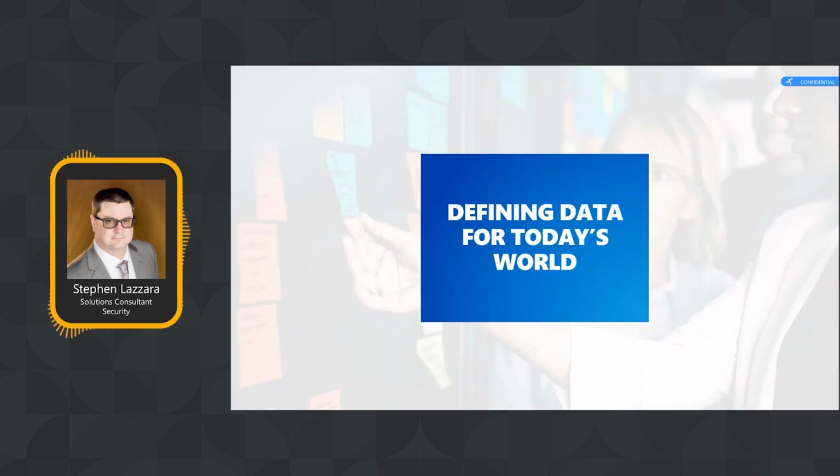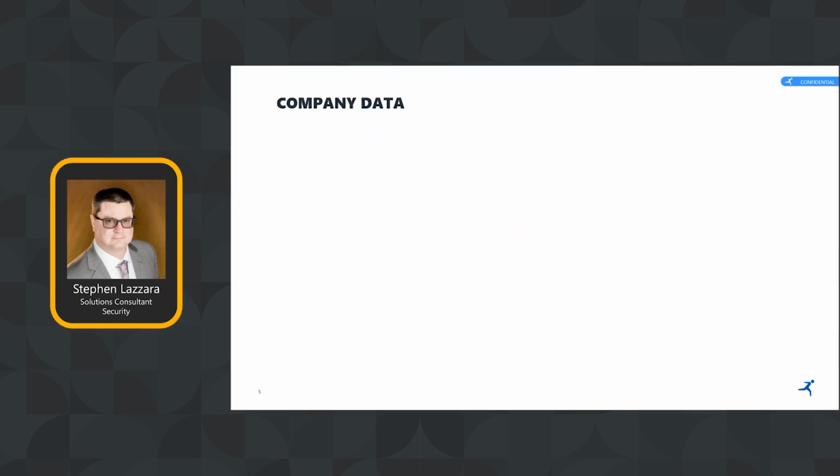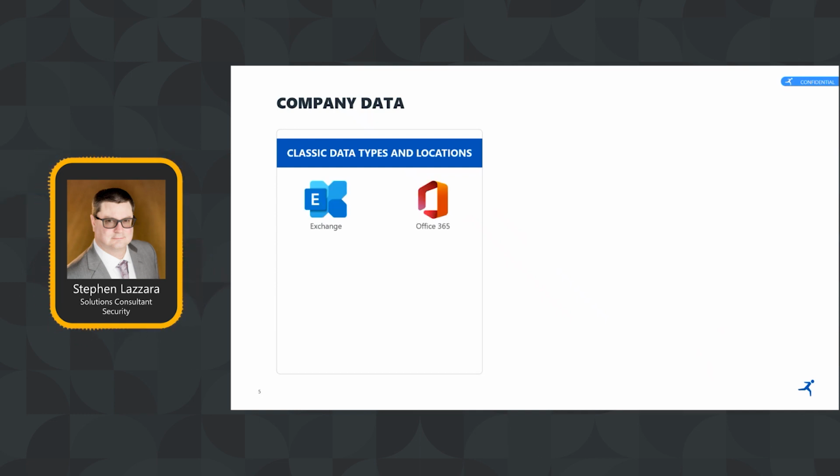To start off this session, what we're going to look at first and foremost is defining what we mean by data today. When you look at a company's data and structure, the key is that there are classical data types and data locations. Those consist of things such as Exchange, Office 365, file shares, FTP sites, SharePoint, and of course OneDrive, which is relatively new, but is simply the home drives of today. These are the classic data types and locations that everyone considers to be standard data.